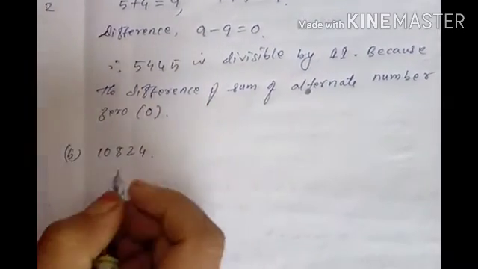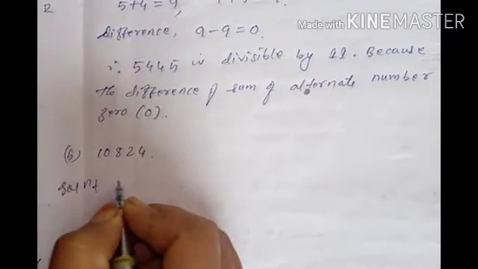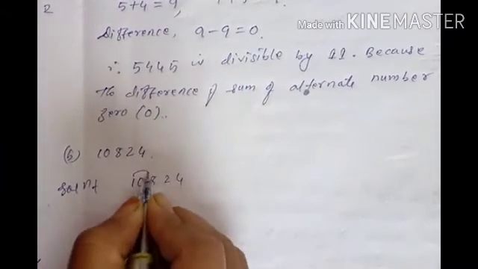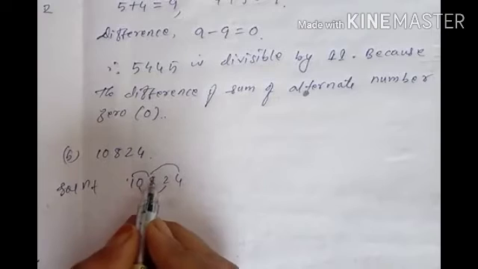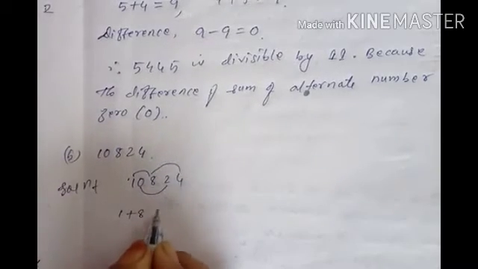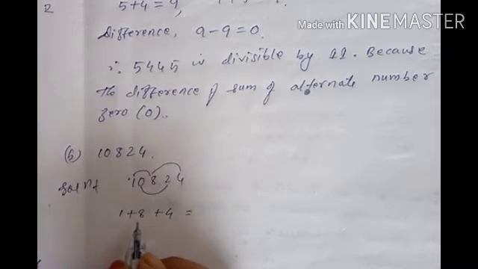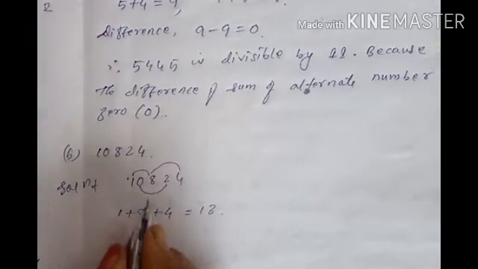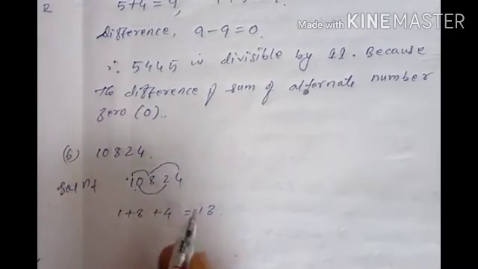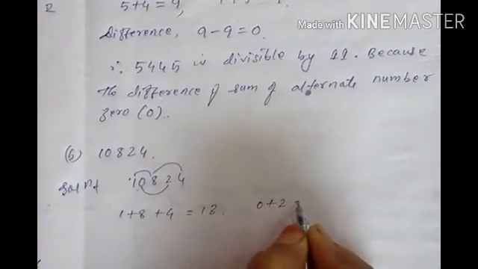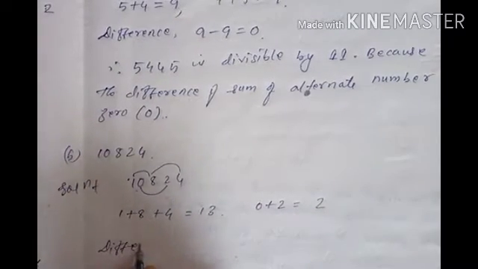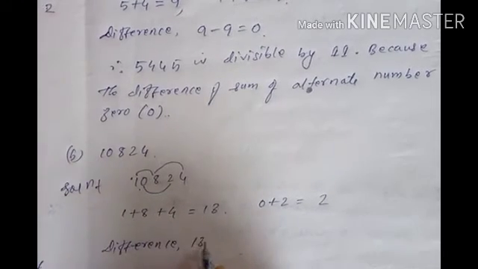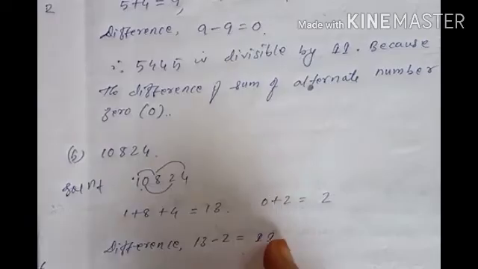10824. So this is the number. What are the alternate digits here? From 10824, this and this, isn't it? Alternate means you leave one after another. Okay, 1 and 8, 8 and 4. Now if you add 1 plus 8 plus 4, how much do you get? 9. 9 plus 4, you got 13. And now next, 0 plus 2. What is 0 plus 2? 2. Now the difference is what? 13 minus 2 is equal to 11. Now again you can see the difference is 11, and 11 is divisible by 11, isn't it?